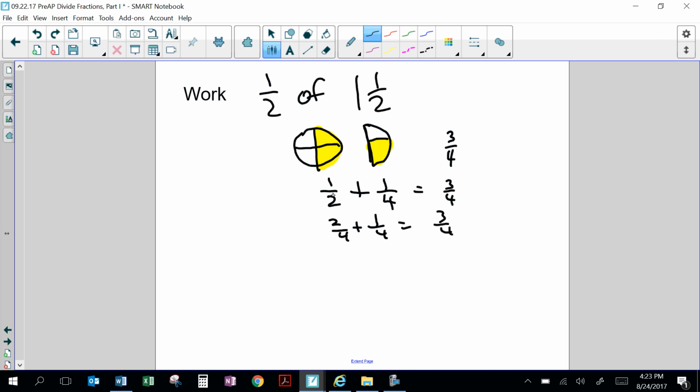Another way you can do it, half is 50 hundredths plus 25 hundredths, which is 1 fourth, is 75 hundredths, which is 3 fourths. That's one way to do it. I could use the drawing method. However, some of us may know that half of means multiplication. We are multiplying fractions. Half, 1 half, is a fraction. How would you rewrite one and a half in fraction form?